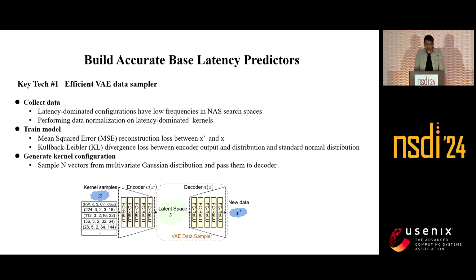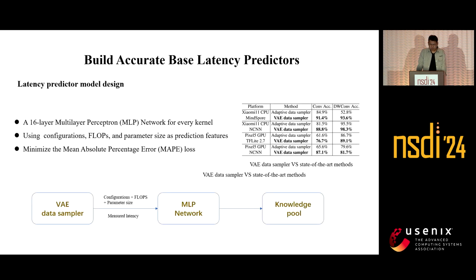When using the VAE model, we just pick up its decoder, sample some vectors from a multivariate Gaussian distribution, and pass them to the decoder. Then the decoder will generate data aligned with the original distribution. The next step is using this generated tuning data to train our latency predictor.